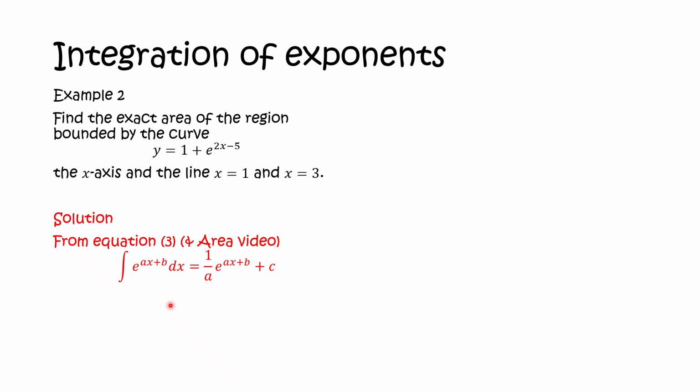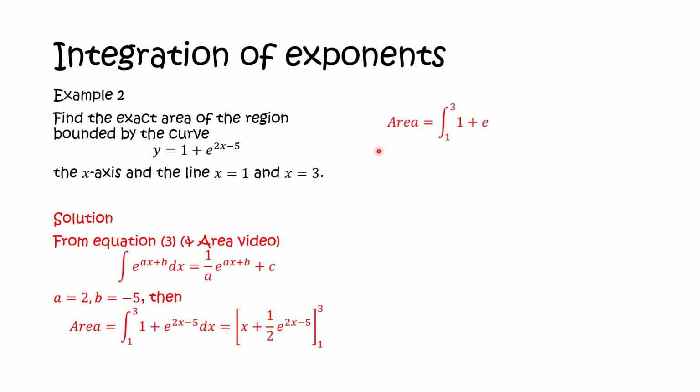From equation 3, this is what we had, and that is what we know. Integrating e to the ax plus b would give us 1 over a times e to the ax plus b. So it means that we have to identify what our a is. So now our a is 2 and our b is minus 5. Then it implies that the area, taking the limits from 1 to 3 of 1 plus e to the 2x minus 5 dx, would be equal to x plus a half times e to the 2x minus 5, and preserving the limits for now, we would have that.